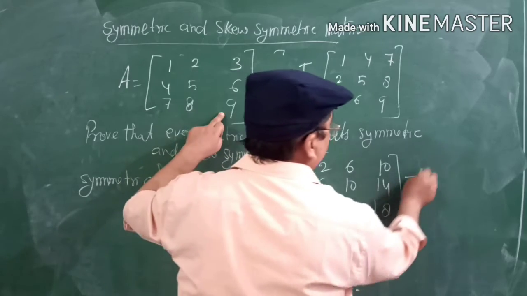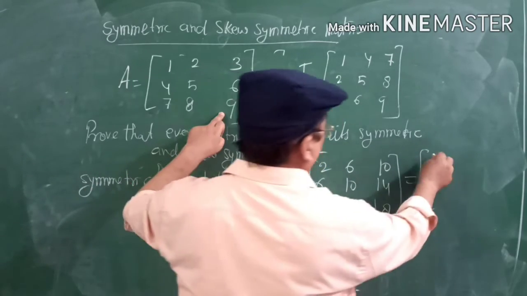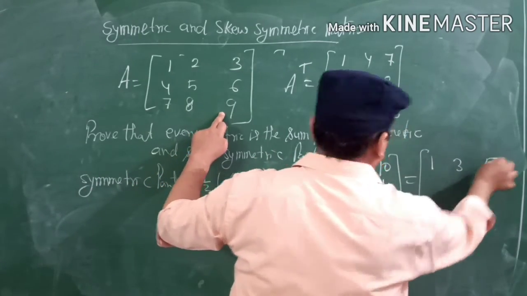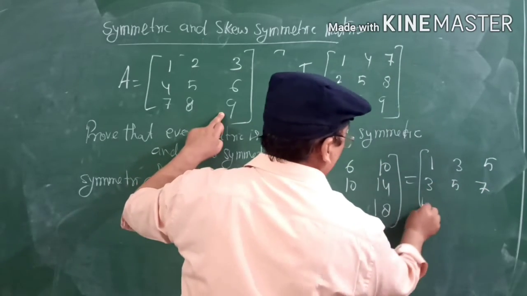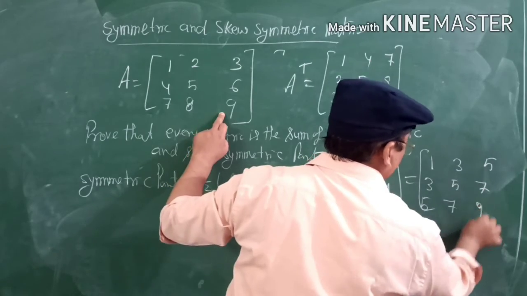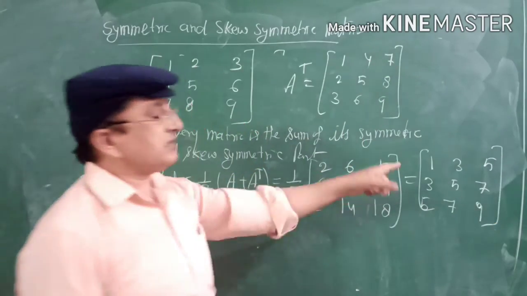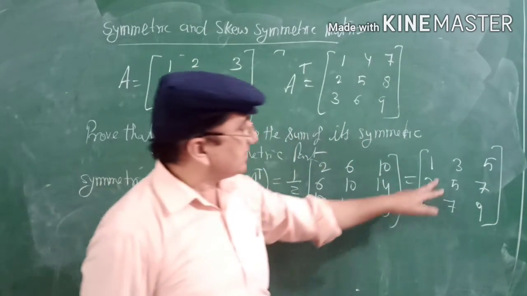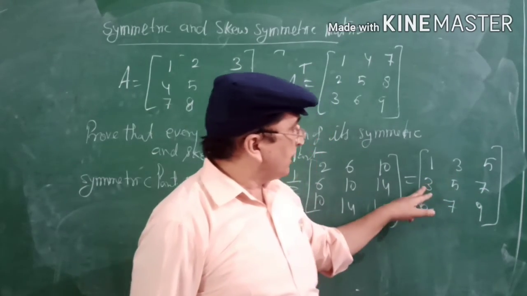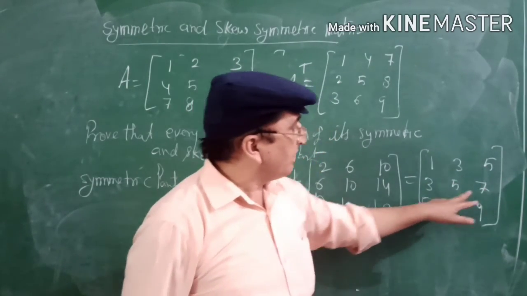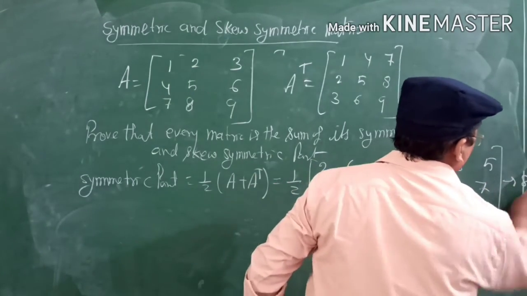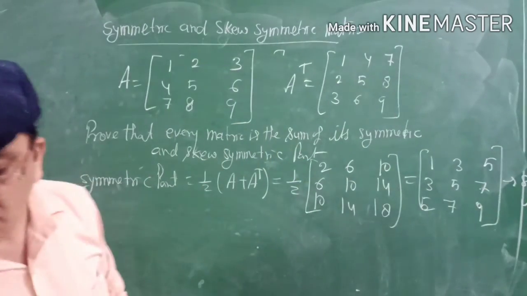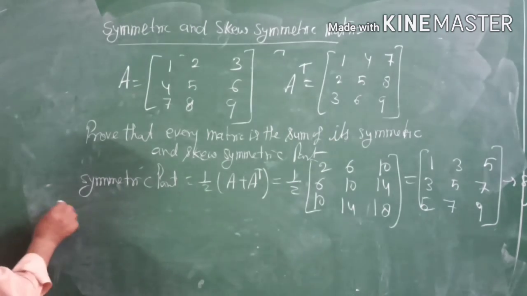Now we can check these things. 1 by 2 is there. We can divide: 1, 3, 5, 3, 5, 7, 5, 7, 9. Really, is this a symmetric matrix or not? We can check. See, A12 equals A21, and this 5 equals this 5, this 7 equals this 7. It means this is the symmetric part, the symmetric matrix. Now the skew-symmetric matrix.